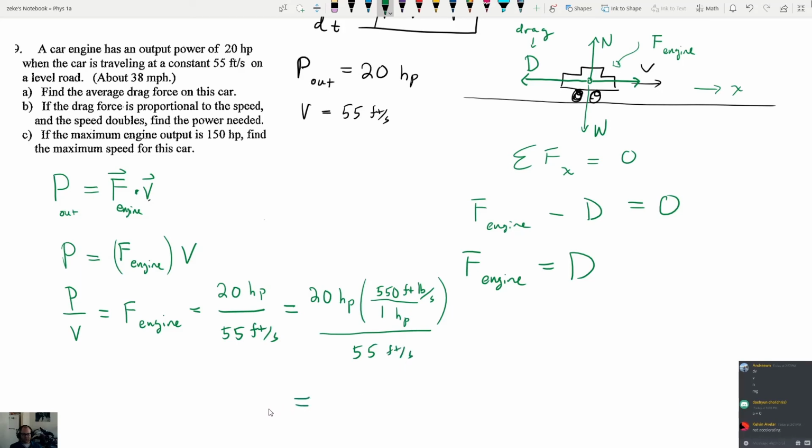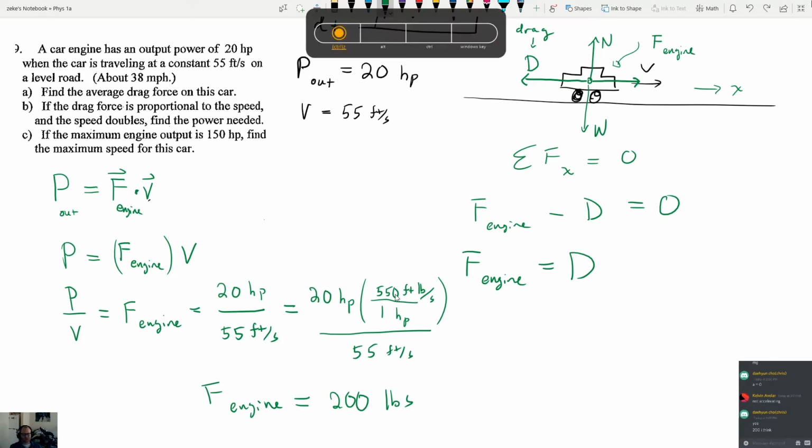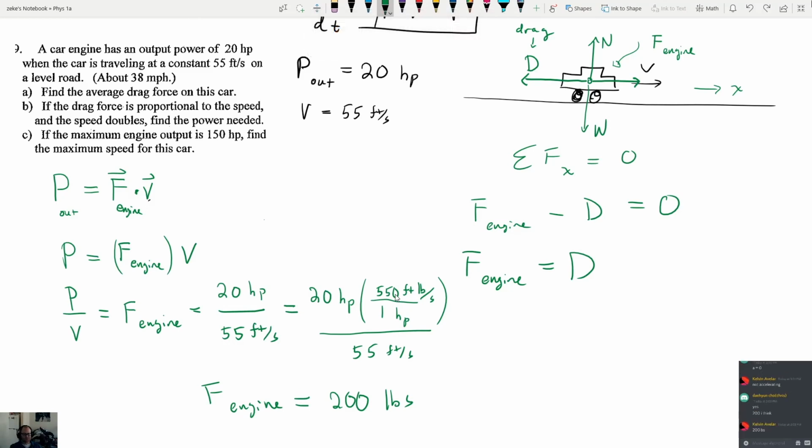Then we're going to get that the force of the engine is 200 pounds, I think. 2,000 pounds. 550 over 55 is going to be... No, it was 200, right? Yeah, I'm silly. I was thinking divide by 5.